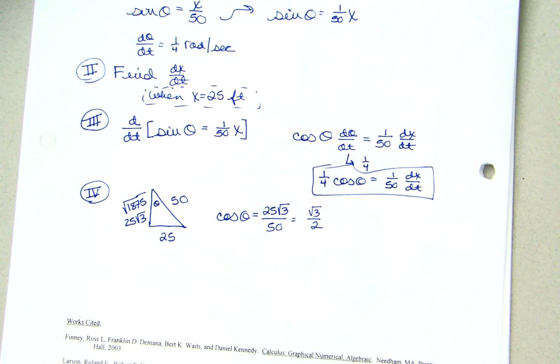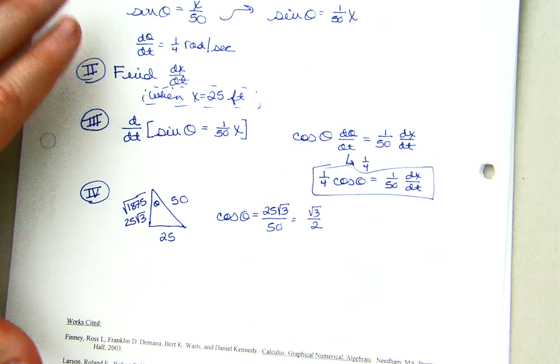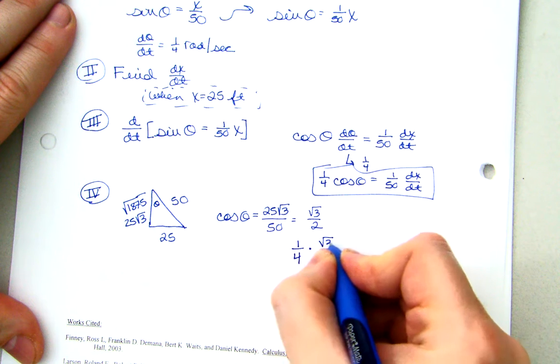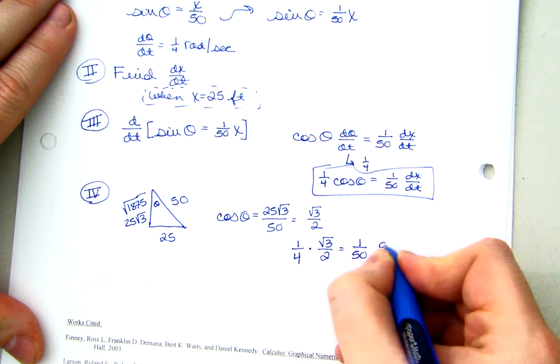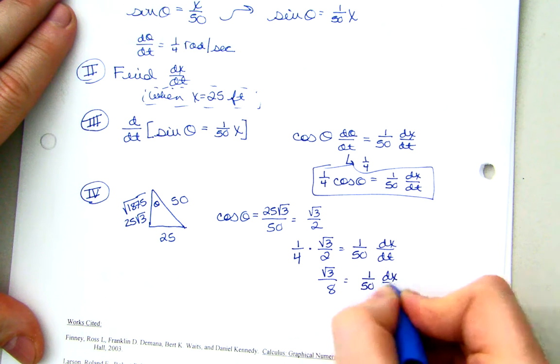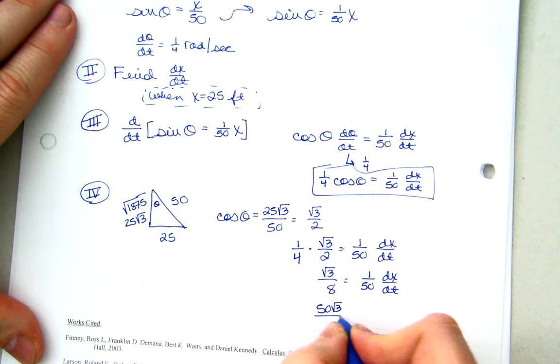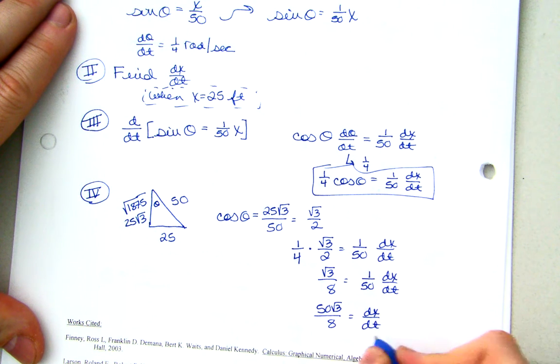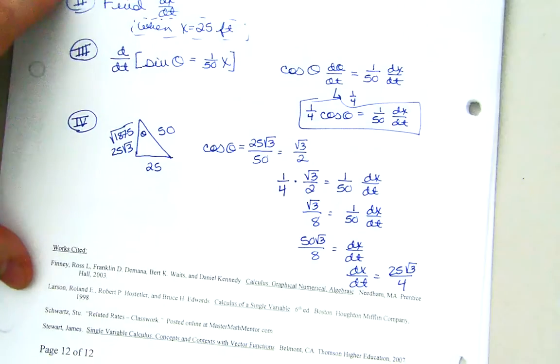Let's get our dx dt. Let's try to make this exact. And put units on it. .25 root 3 over 4, I think. Radians per second.